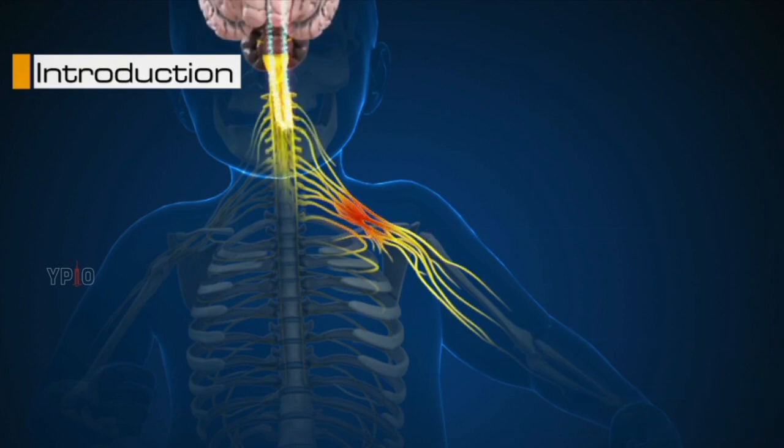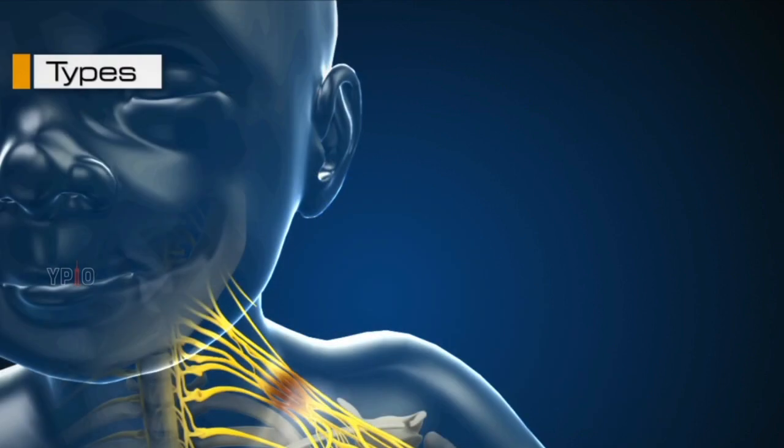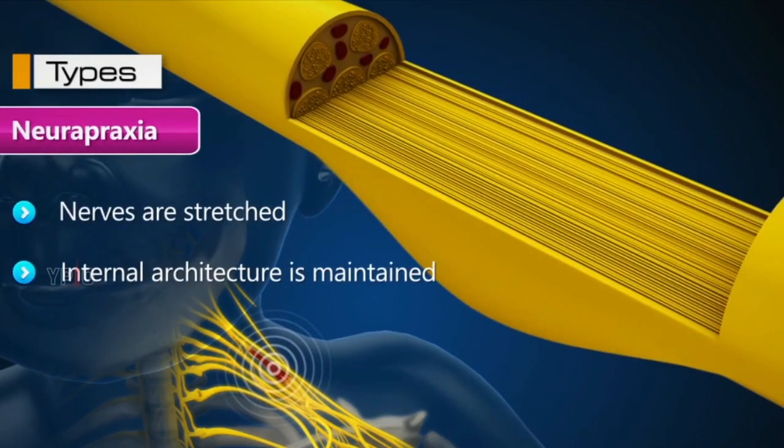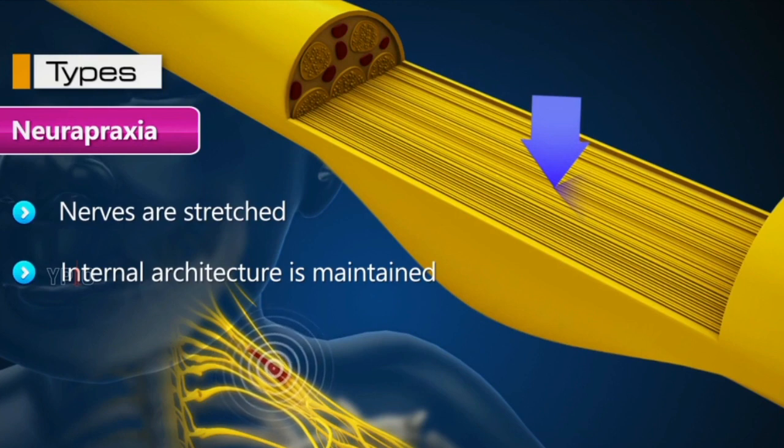An injury to any part of these nerves can stop signals to and from the brain and may partially or completely paralyze your arms. Types of brachial plexus injuries that may occur in infants include neuropraxia. The nerves are stretched, but their internal architecture is maintained. With time, they are likely to recover more or less completely.